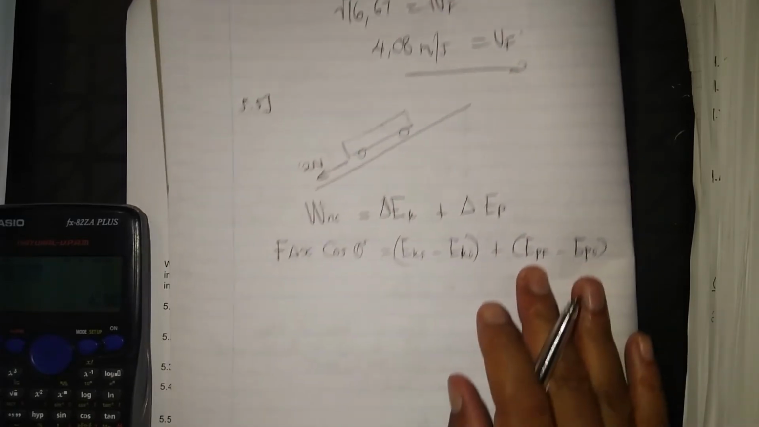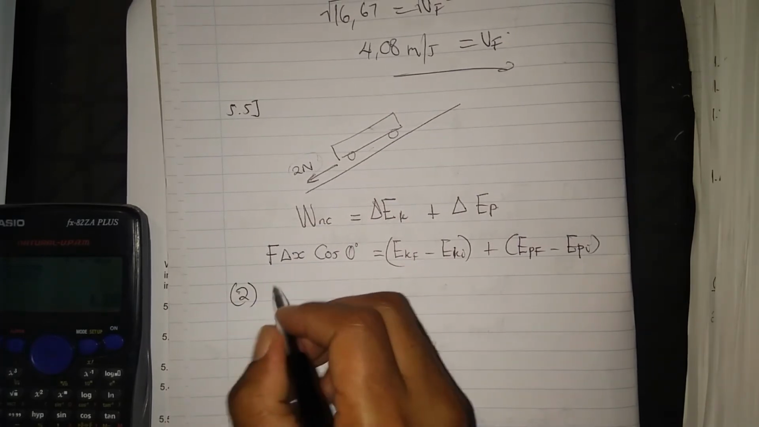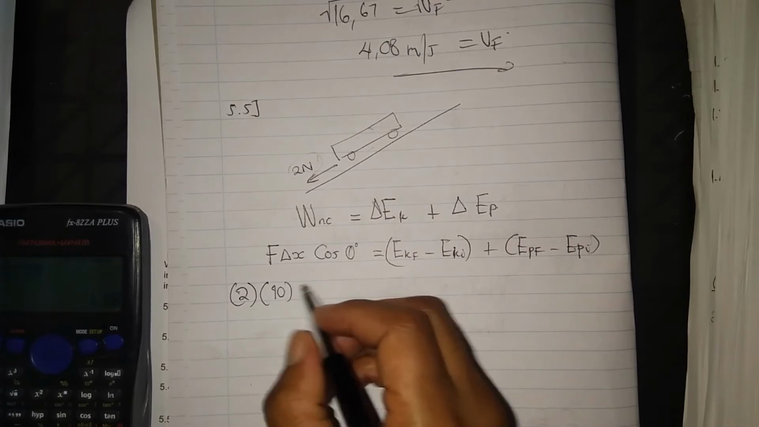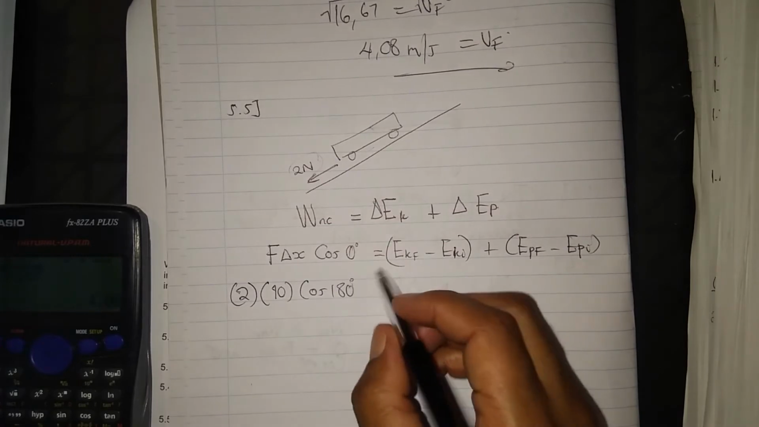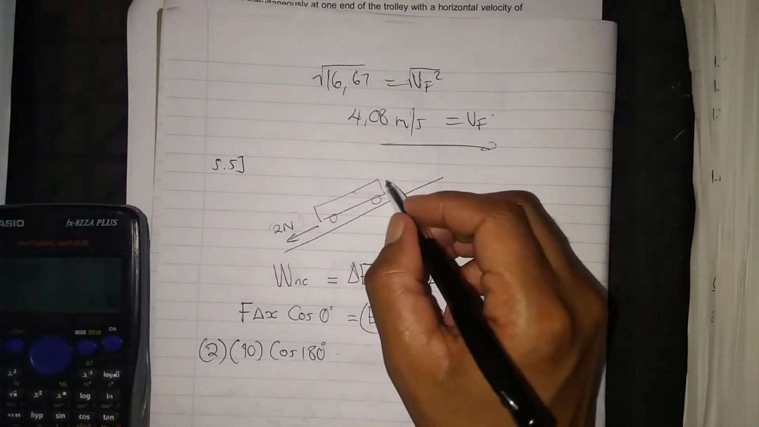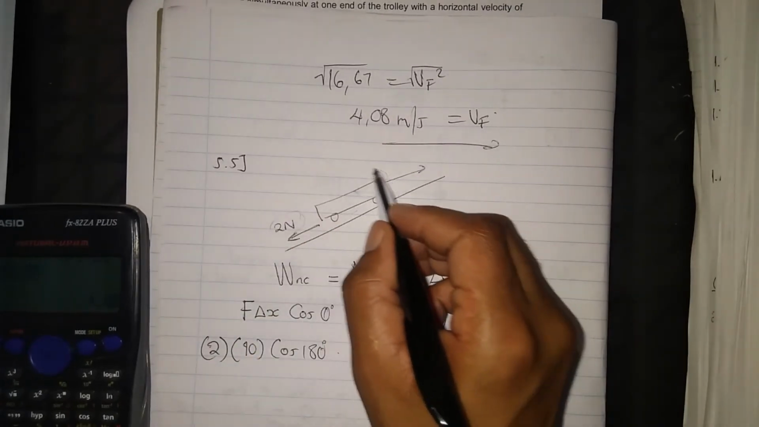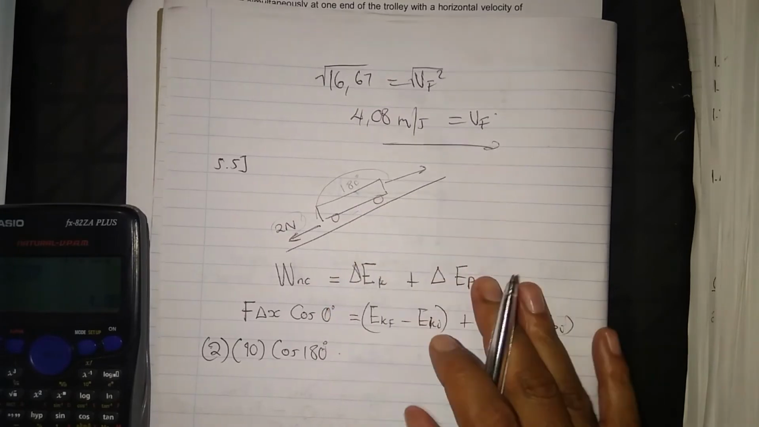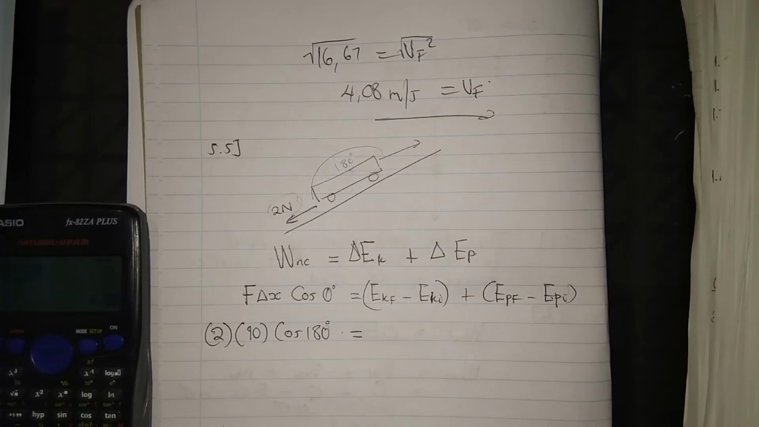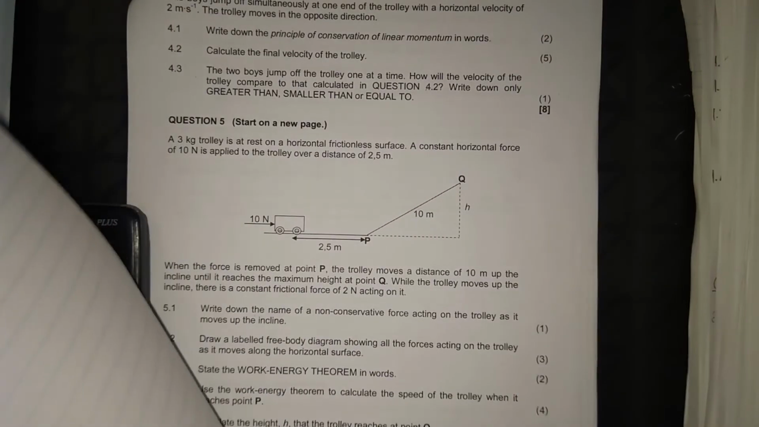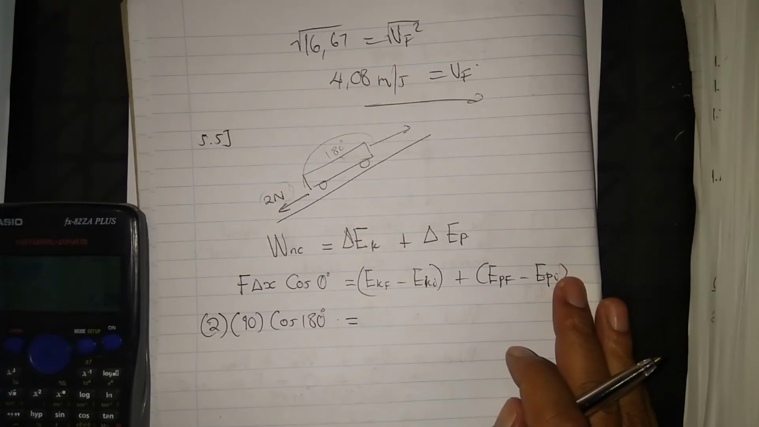So therefore, I substitute our values. What's the value of F? It's 2 newton. Distance is 10. Cos theta is cos 180 degrees. Why? Because the direction of motion is forward, and the friction is acting in the opposite direction, so the angle between them is 180 degrees.